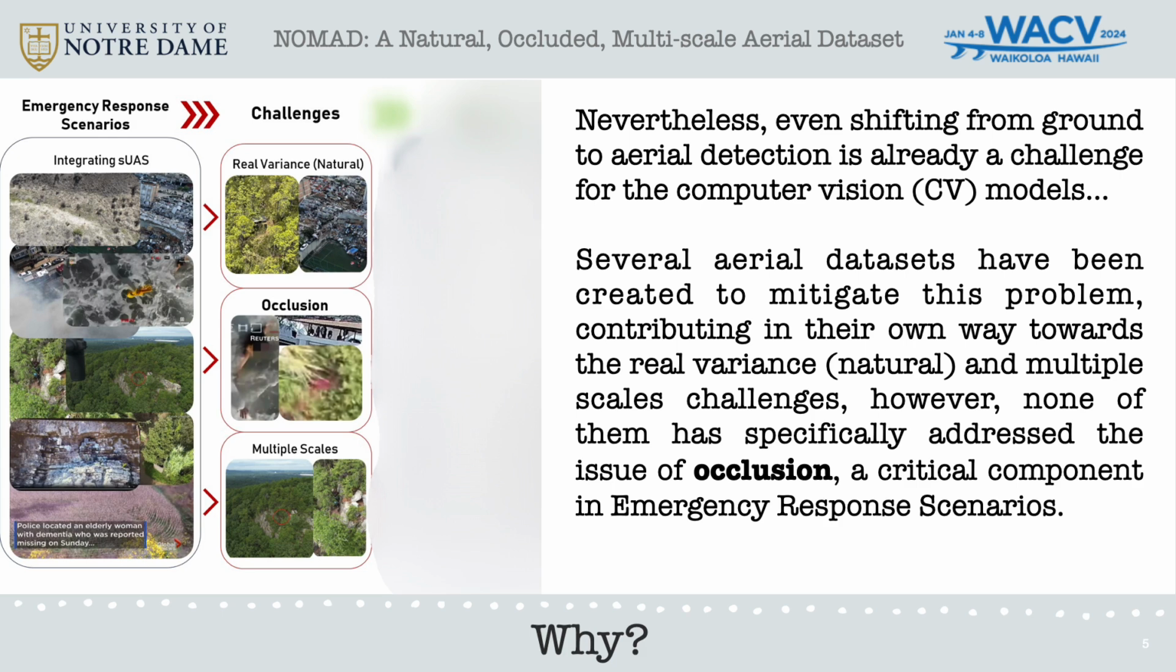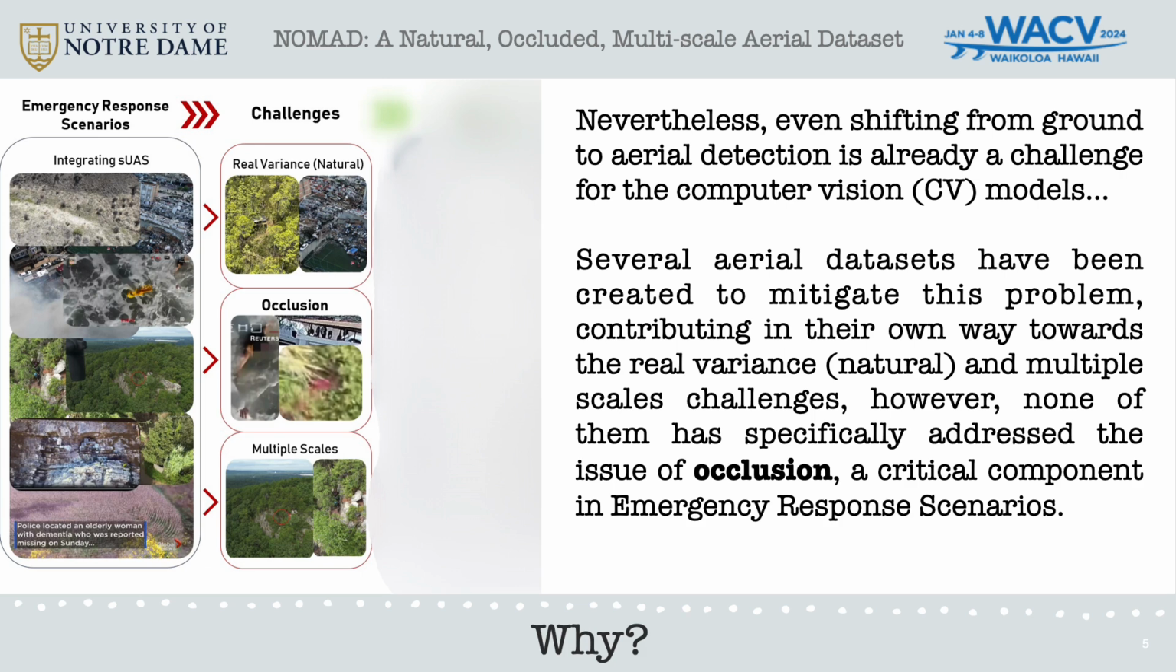In emergency response scenarios, we can never be certain that the person's body we're trying to rescue is always going to be completely visible. In fact, more often it's not. Occlusion is a critical and tough component that computer vision and human vision have to face in emergency response scenarios. And we have to face all these when even shifting from ground to aerial detection is already a challenge for our current computer vision models.